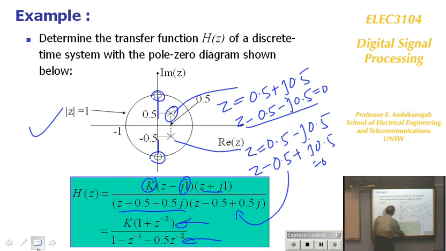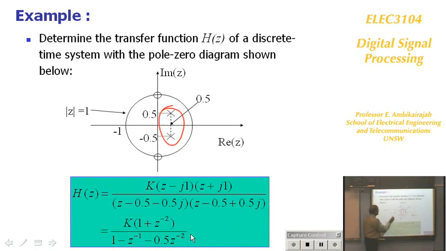All the poles are inside the unit circle. Unit circle, this is the unit circle inside. Therefore it's a stable system. Zeros can be on the unit circle, or inside the unit circle, or outside the unit circle. It doesn't matter. It does not contribute to the stability of the system.